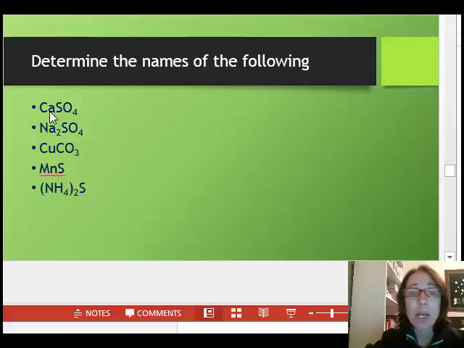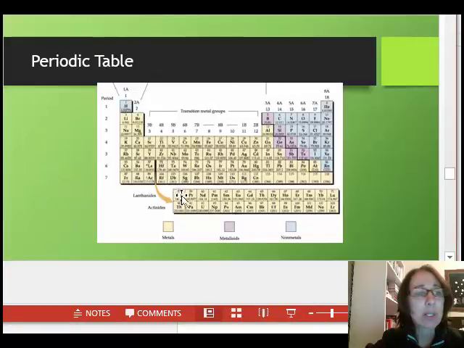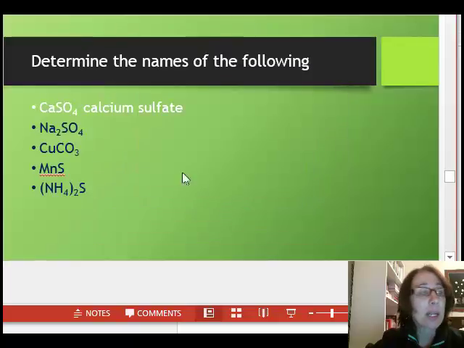Our first example has the symbol of calcium and then the formula for sulfate. Since calcium is an alkaline earth metal, it has a constant charge, and thus the name of this calcium cation is simply calcium. The cation name followed by the anion name is calcium sulfate.